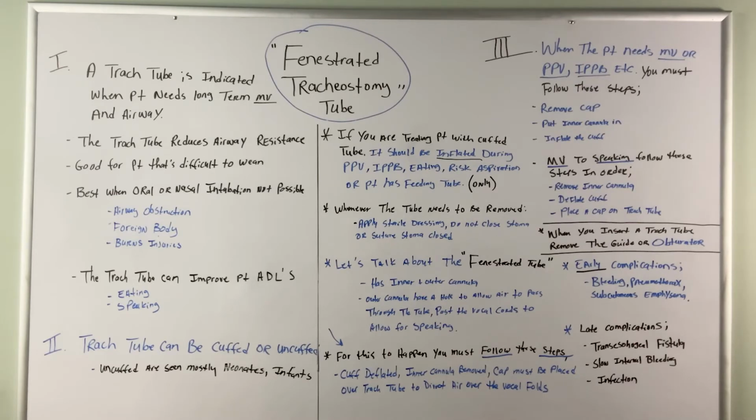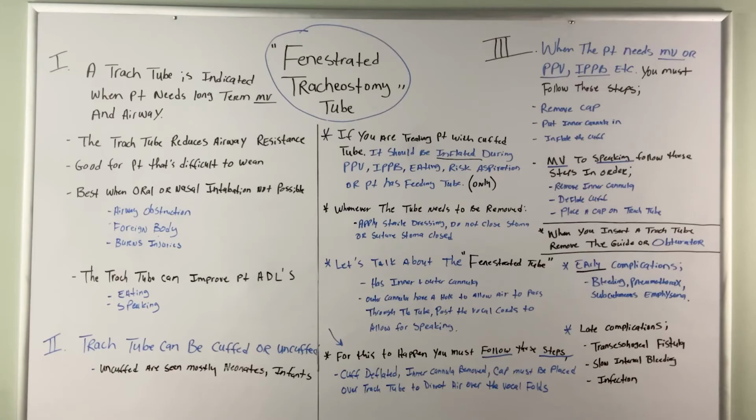Now, I want to talk particularly about the fenestrated tube. The fenestrated tracheostomy tube has an inner and outer cannula. The outer cannula has a hole to allow air to pass through the tube, past the vocal cords, to allow for speaking. But for this to happen, you must follow these steps. Deflate the cuff, remove the inner cannula, and the cap must be placed over the trach tube to direct air over the vocal folds. When the patient needs mechanical ventilation or positive pressure ventilation, or IPPV, you must follow these steps. Remove the cap, put the inner cannula in, and then inflate the cuff.